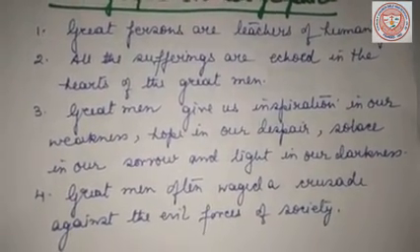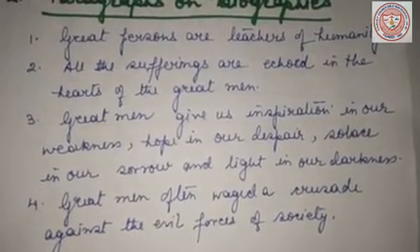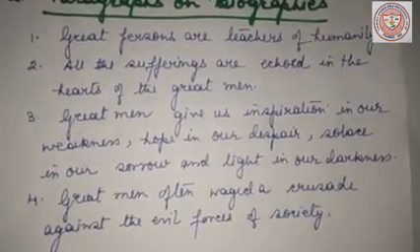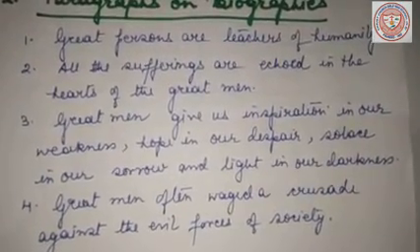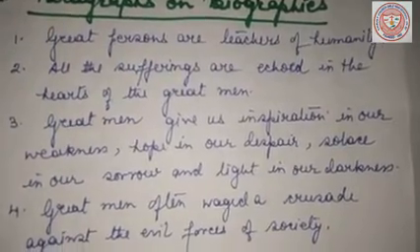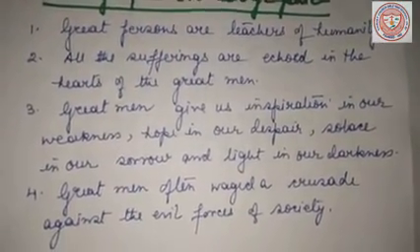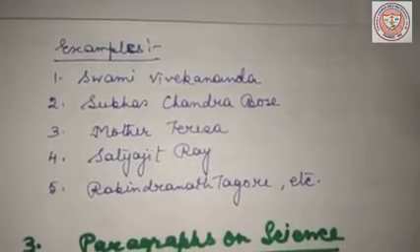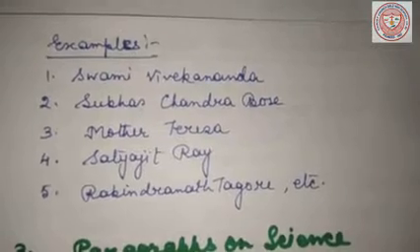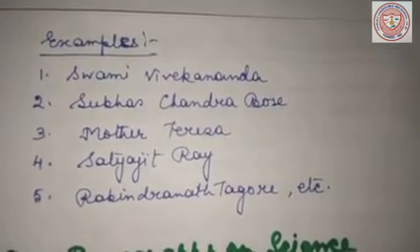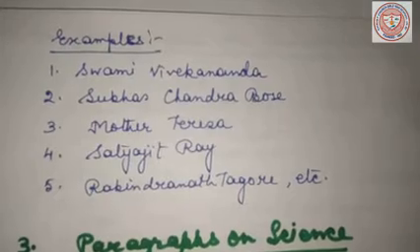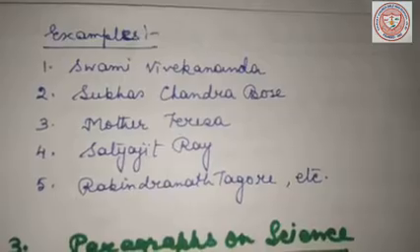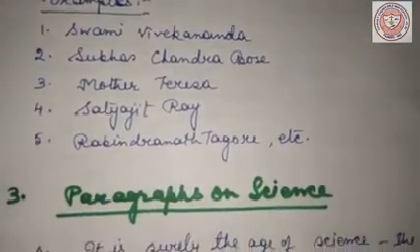And yes, we have found out that there are some certain Indians also who had waged a crusade against, rather they have waged revolution or rebellion, rather to say, against all the evil forces of our society in the historical times that we have found out. Now certain examples can be taken in this category. Number 1 is Swami Vivekananda. Number 2, Subhash Chandra Bose. Number 3, Mother Teresa. Number 4, Satyajit Ray. Number 5, Rabindranath Tagore, etc.